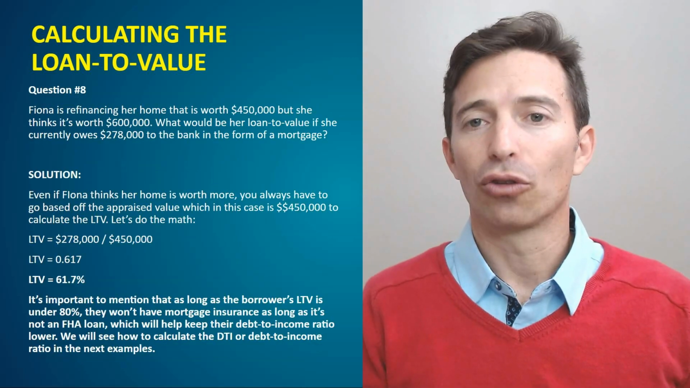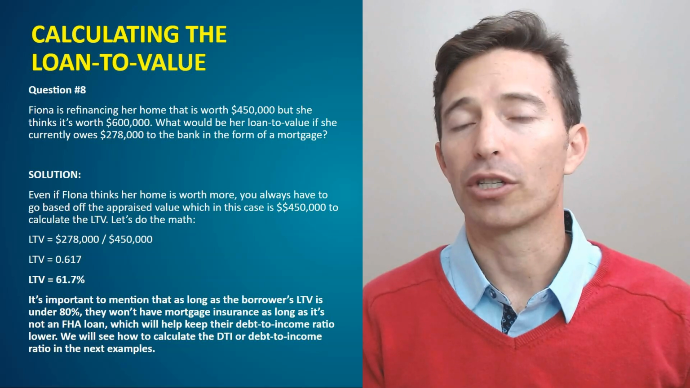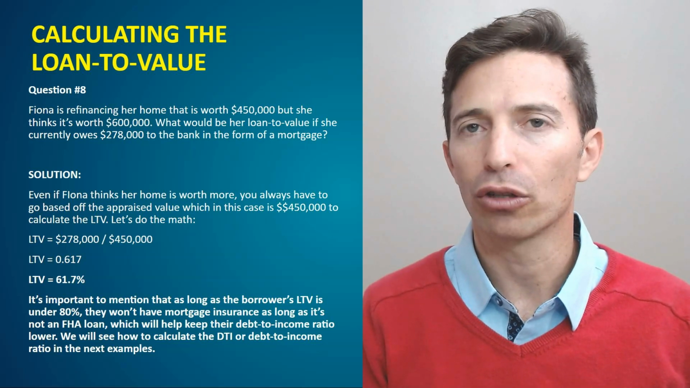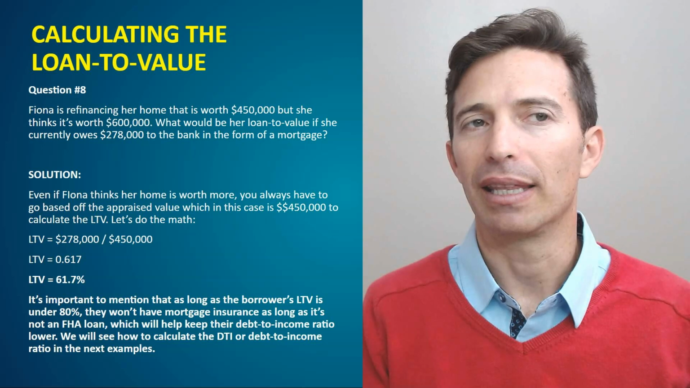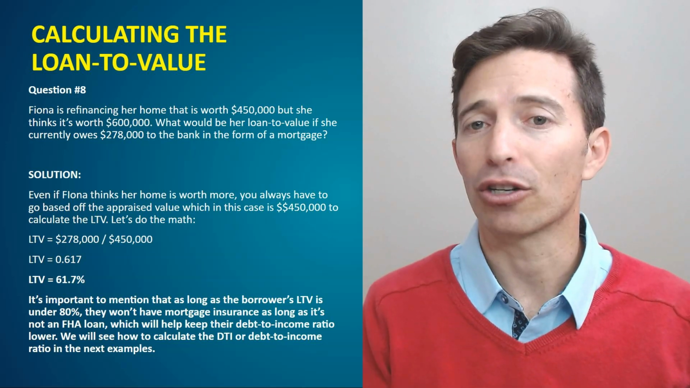Question number 8. So Fiona is refinancing her home, which is worth $450,000. So that was the appraised value. And then she thinks that the property is worth $600,000.